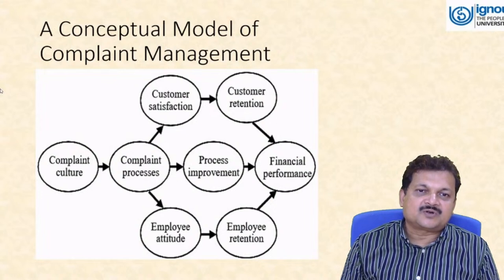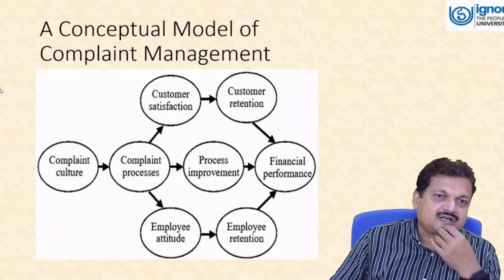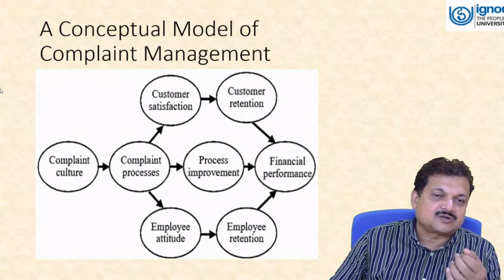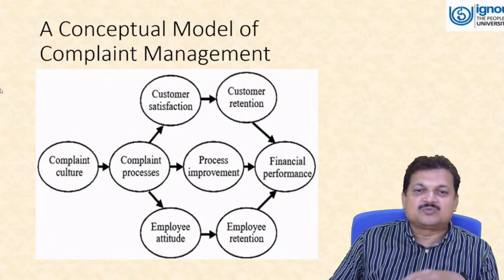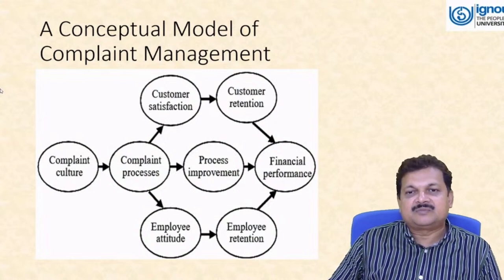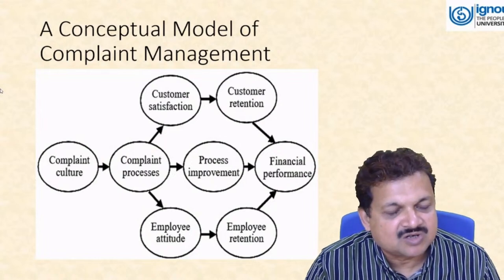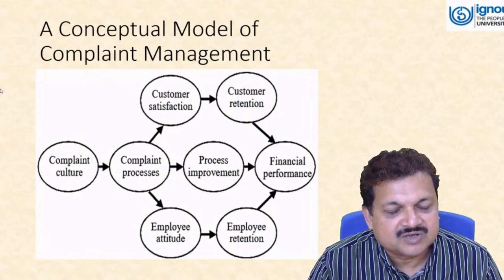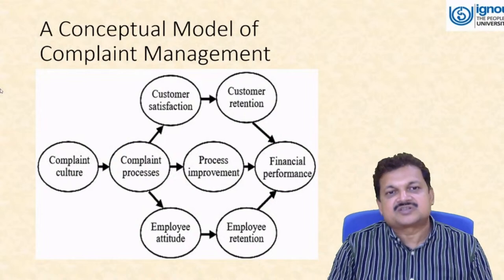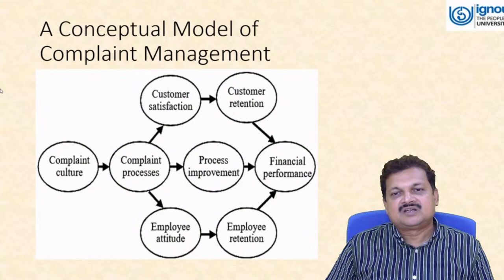And one part of the complaint process is process improvement. Here you find that a complaint came to your organization at a particular point, so how do you improve that process so that complaints can be reduced? For process improvement there is also financial performance, which is required because improving the process has a cost associated with it. The organization's financial performance can be better when customer satisfaction and customer retention are higher.